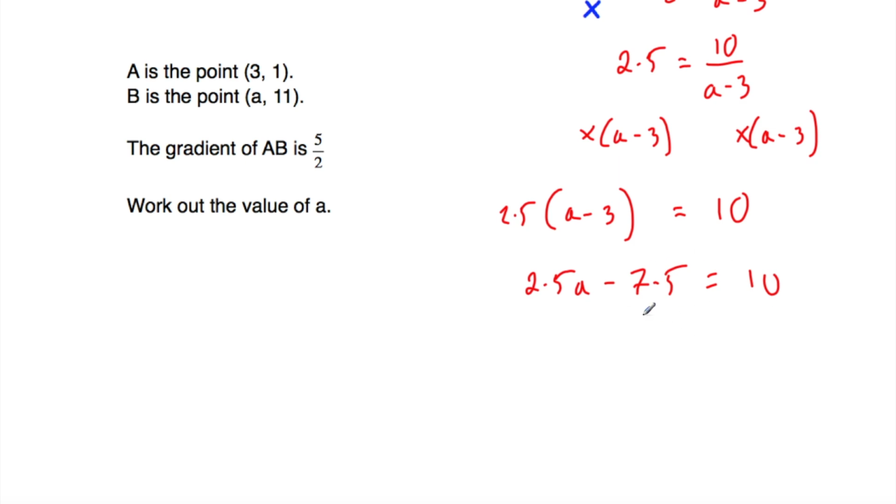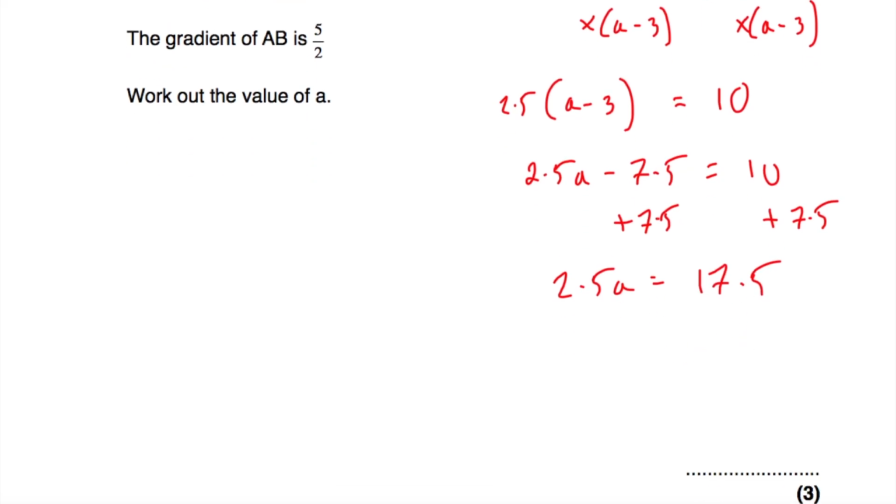Now we're going to add 7.5 to both sides. So add 7.5 to the left-hand side and add 7.5 to the right-hand side. On the left-hand side, we're adding it to get rid of the minus 7.5, so we're left with 2.5a. And then on the right-hand side, we've got 10 plus 7.5, so that'll be 17.5.